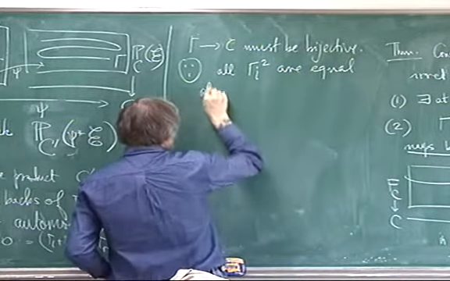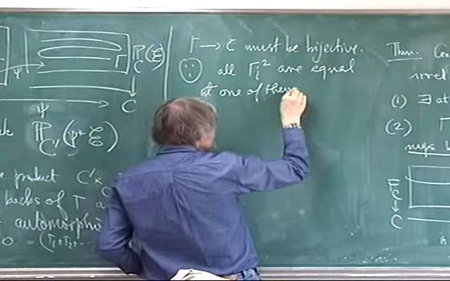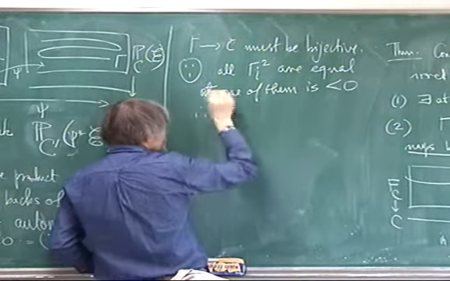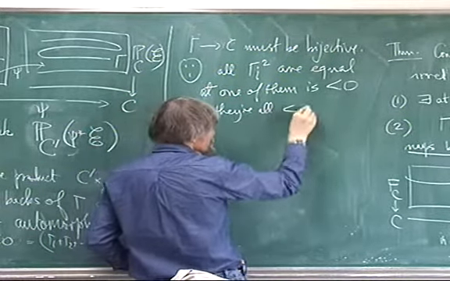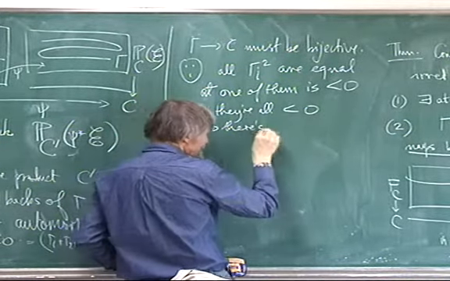and at least one of them is less than 0, and therefore they're all less than 0. So there's only one of them. Sounds crazy.